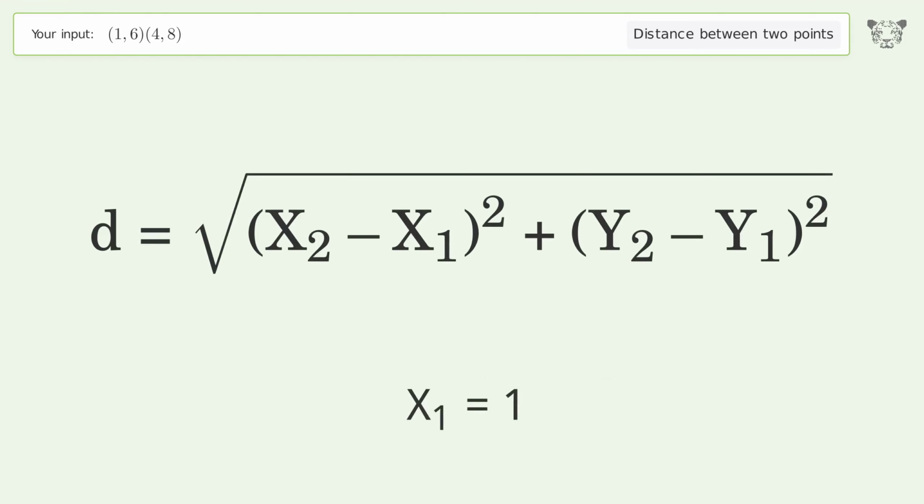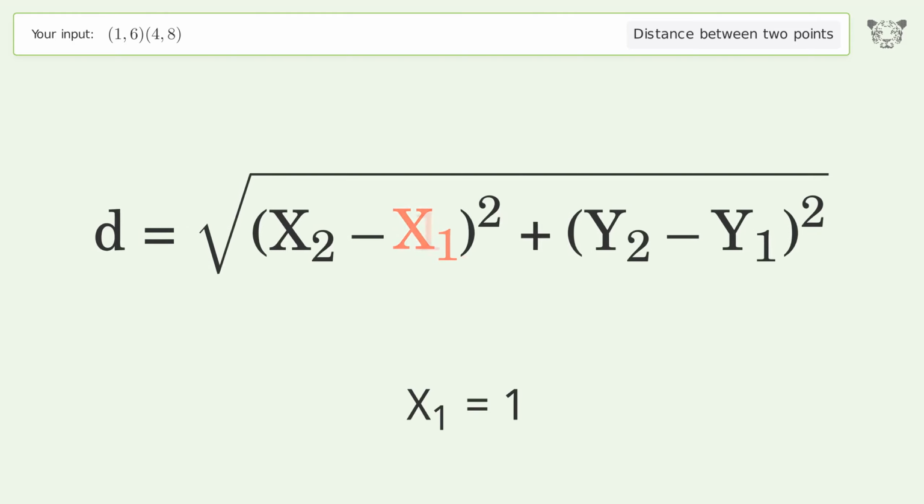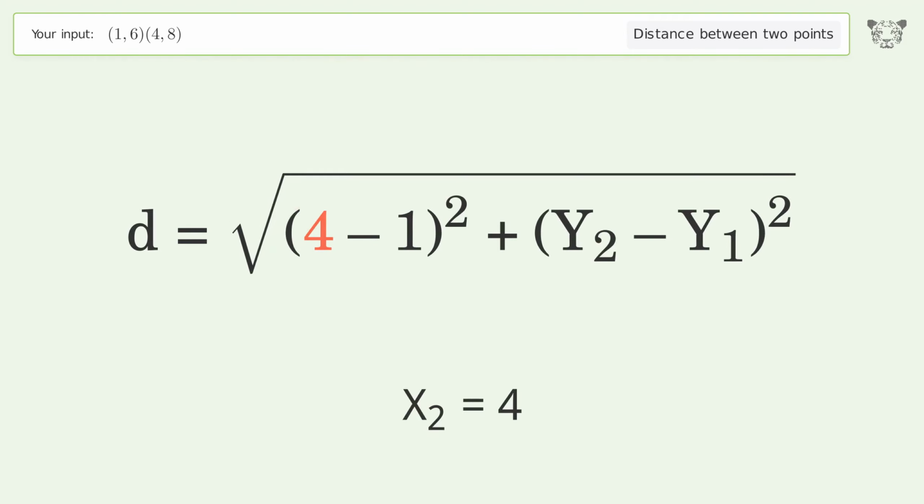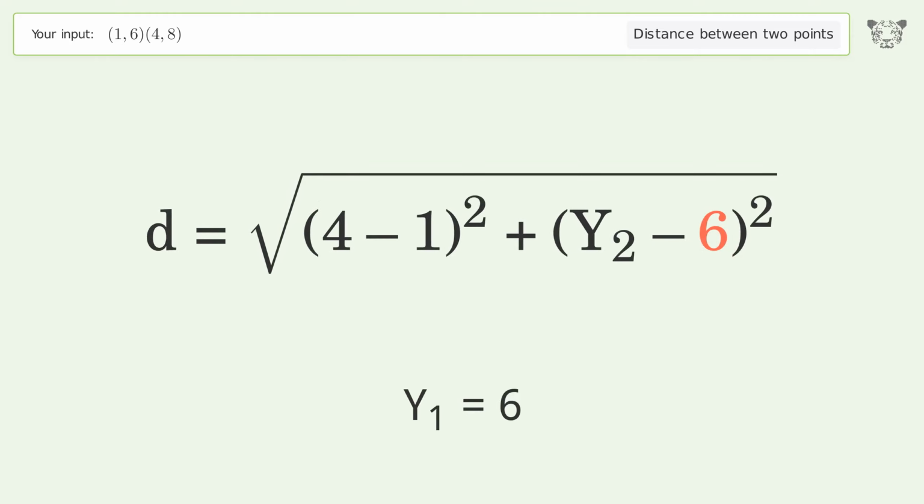x1 equals 1. x2 equals 4. y1 equals 6. y2 equals 8.